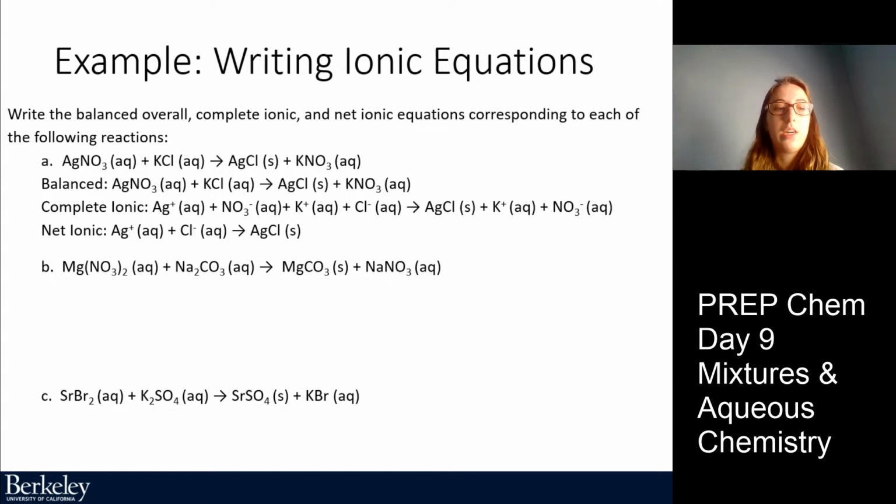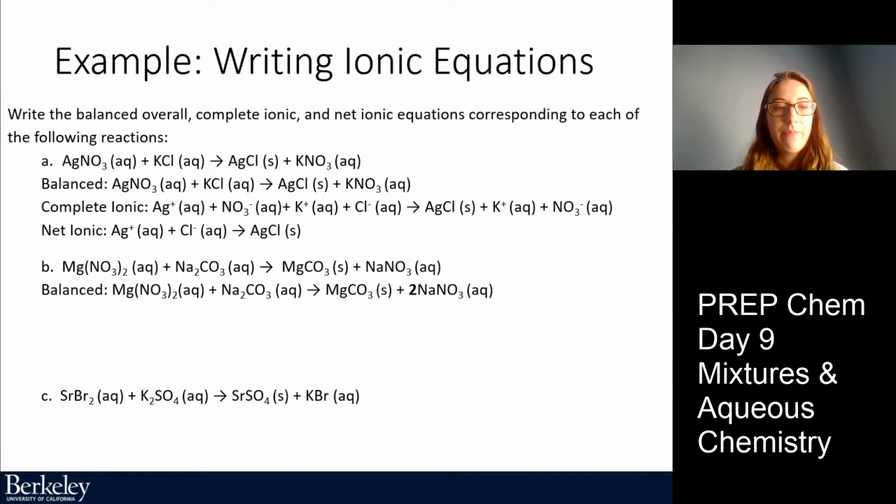So moving on to question B. So in this case, the reaction I gave you isn't balanced. So you would need to go ahead and balance it. And when you do that, you find that you need the stoichiometric coefficient of 2 in front of the sodium nitrate on the product side. So once you add that 2, then your reaction is all balanced. And then once it's balanced, you can go ahead and write the complete ionic and net ionic equations.